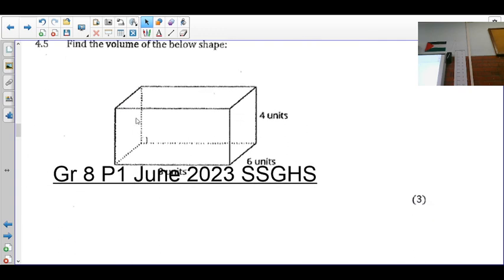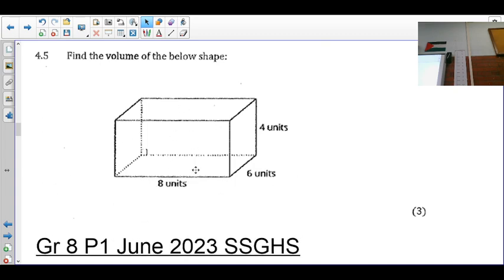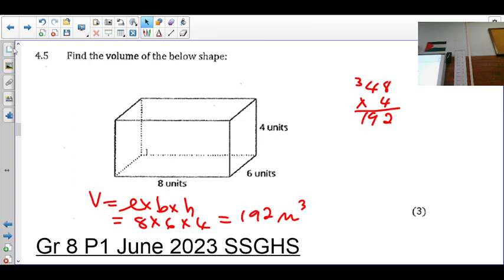4.5. Find the volume of the below shape. People, how do you calculate volume? It's going to be length times breadth times height. So it's going to be 8 times 6 times 4. 8 times 6 is 48. So it's going to be 48 times 4. It's going to give you 192. Is that correct? 192 units cubed.